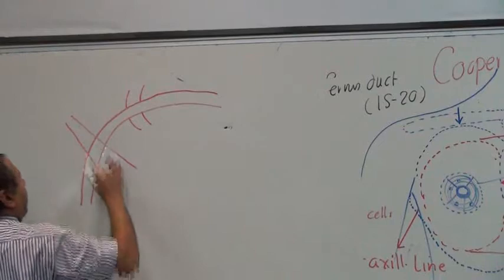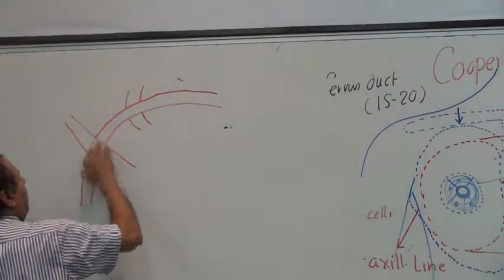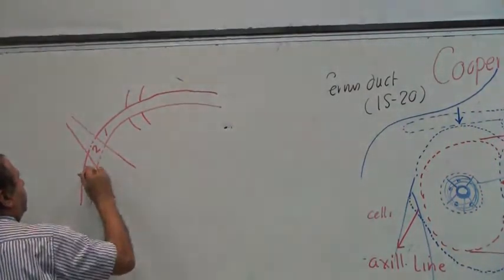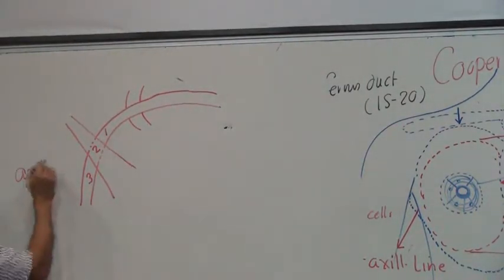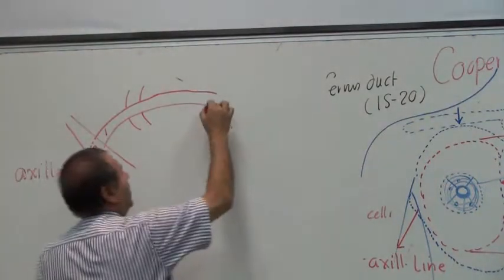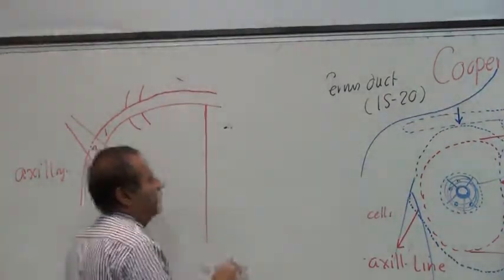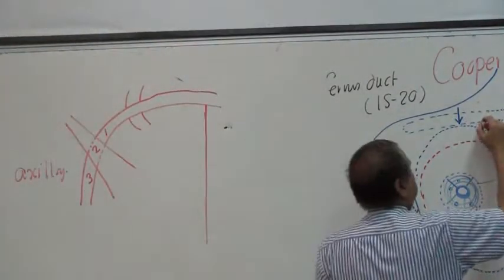We divide the axillary artery into three parts. The first part above the muscle, the second part behind the muscle, this is the third part. This is the axillary artery. And this is the subclavian. The first part of the subclavian gives the internal thoracic artery. And the internal thoracic artery passes behind the ribs.